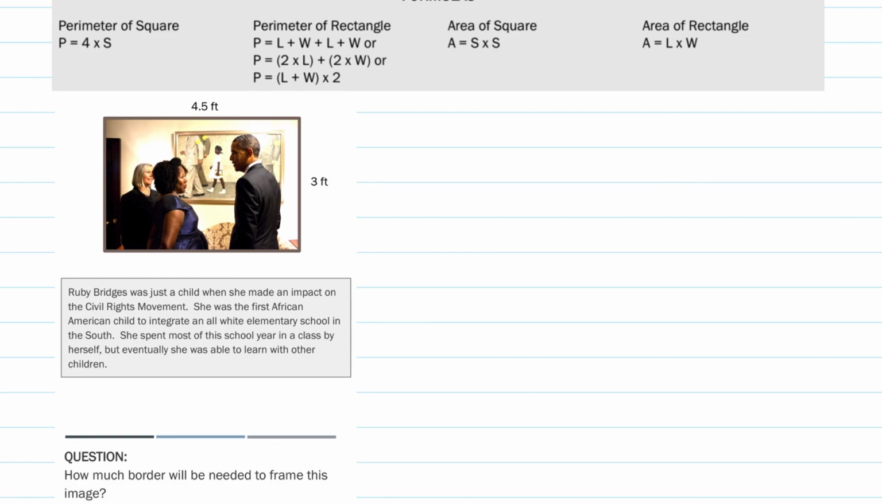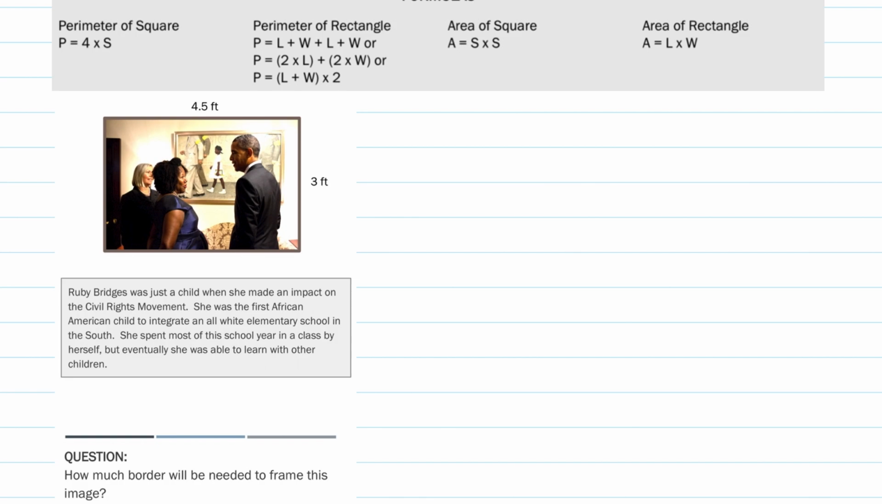All right, for our next question, we have another photograph here. Oh, look at this. Look at that woman in the picture. That is Ruby Bridges. Ruby Bridges was just a child when she made an impact on the civil rights movement. She was the first African-American child to integrate an all-white elementary school in the South. She spent most of this school year in a class by herself, but eventually she was able to learn with other children. So they're asking us how much border will be needed to frame this image.